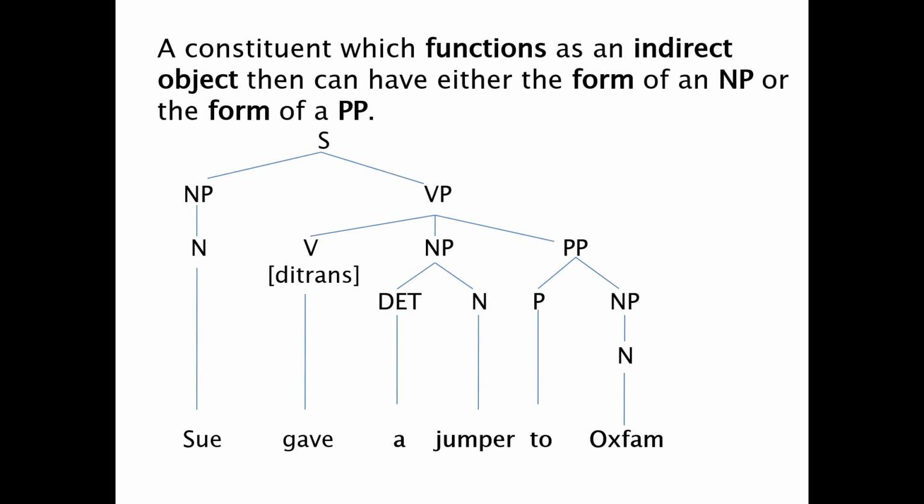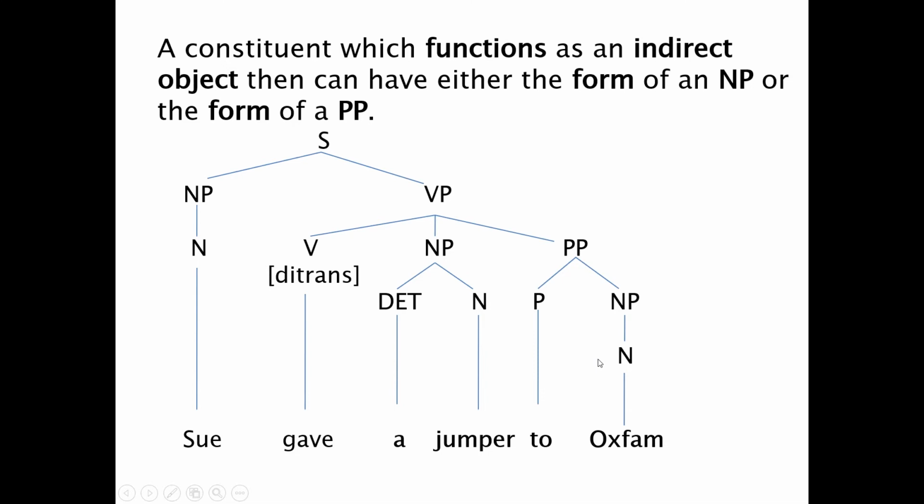A constituent which functions as indirect object can have either the form of a noun phrase or the form of a prepositional phrase. So we have sentence, noun phrase, and verb phrase. The noun, as you see, is a proper noun, so ism alam. And then we have the verb phrase, with three things: the verb, the noun phrase and the prepositional phrase. Okay, this is very clear now. When there is a prepositional phrase, there is to be a noun phrase. So we have the preposition to, and we have the noun phrase, the noun that is Oxfam.